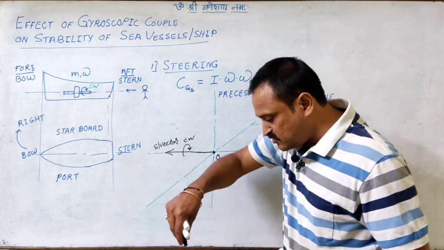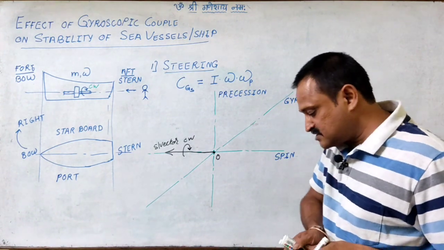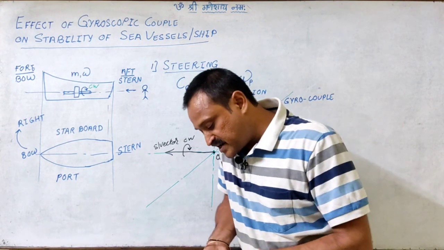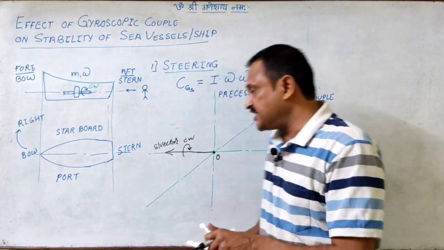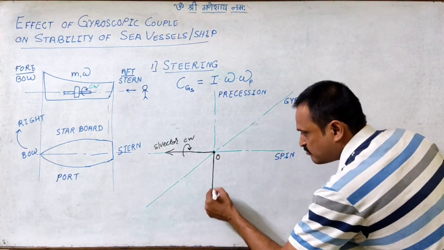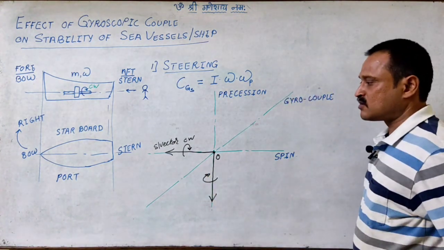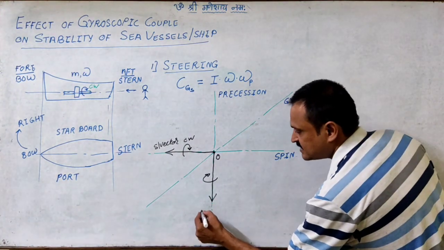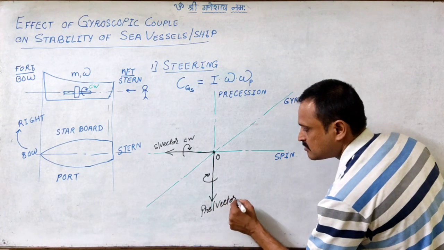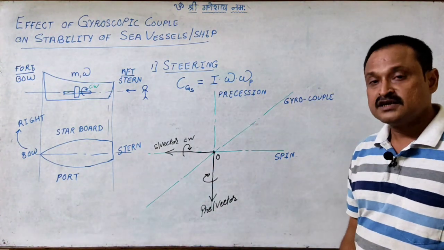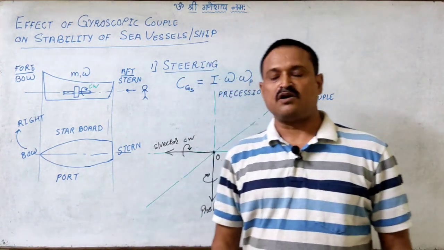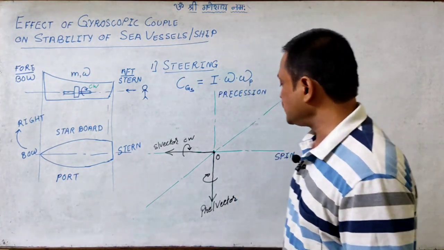So from the top, if I look, it is again turning clockwise. So as an observer, when I use the right hand screw rule, when I curl my fingers, the thumb is pointing downwards. So the precession vector is pointed downwards. So this is clockwise sense. So this vector is the precession vector which is turning clockwise. So the third mutually perpendicular axis now will give me the sense of the gyroscopic couple.